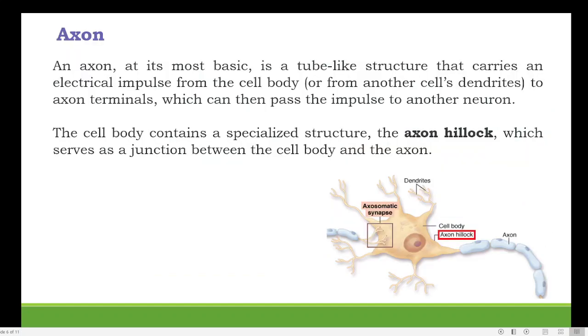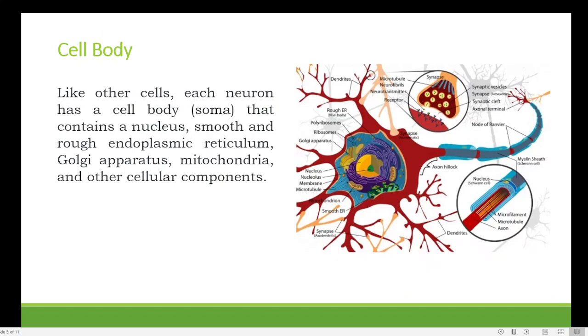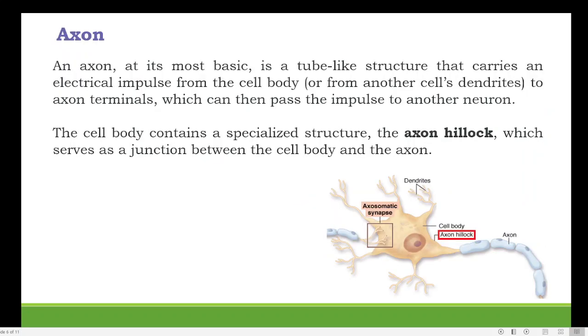Now, what happens in the axon is that, as we discussed earlier, the dendron is receiving messages and the axon will be sending out messages. Here you can see that these are the dendrons, whereas this is the axon. The axon sends out or transfers messages to other neurons, whereas the dendron receives messages from other neurons.